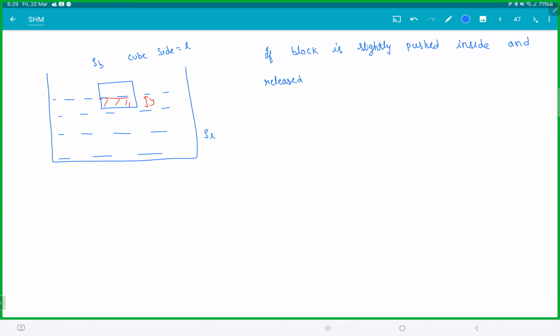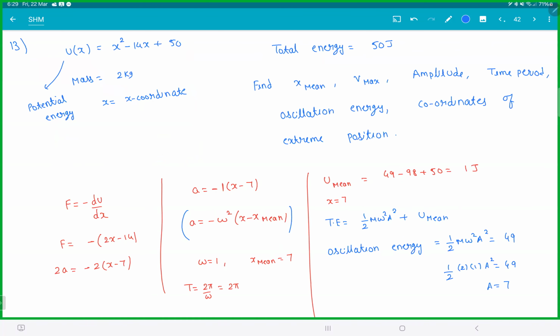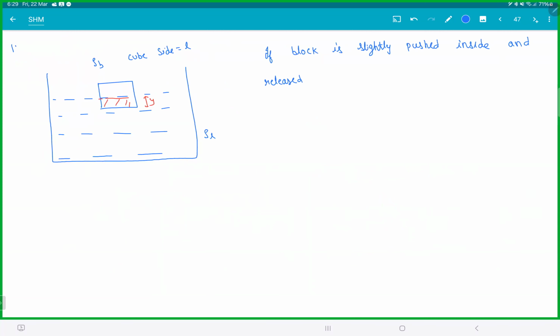You want to try this? You can do this actually. Find the time period of oscillation. Give it a try. So initially the block is at rest. The density of the liquid is greater than the density of the block. So already some Y is inside. Now you pushed it by X inside and you released it.